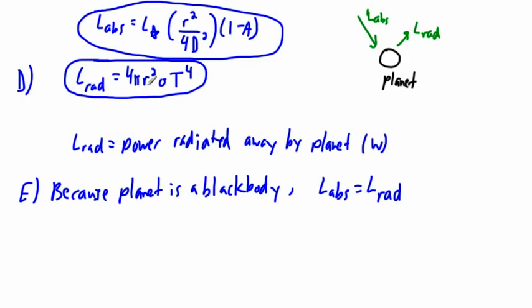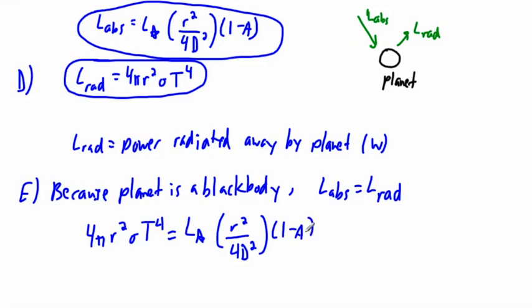So I'll write the L rad first. That means I get 4 pi r squared sigma T to the 4th equals L star times r squared over 4 d squared times 1 minus a. We can take a look at whether anything cancels out, and thankfully there is something. Take a look at this r squared and this r squared. Those can cancel out, because I can divide both sides of the equation by r squared, which makes each of them a 1 so they disappear. That made things a little bit easier.